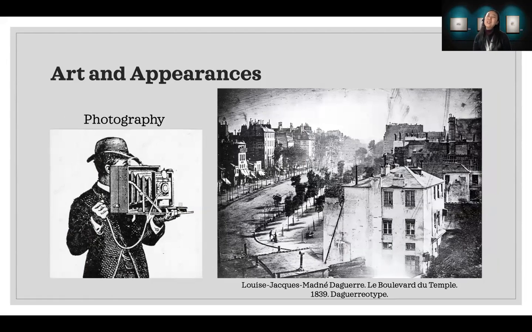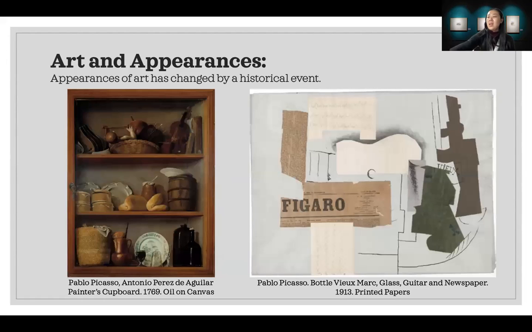So for some artists, photography meant the end of painting. Manual skills were no longer needed to create a visual record. So sometimes the appearance of art has changed by a historical event, just like this.